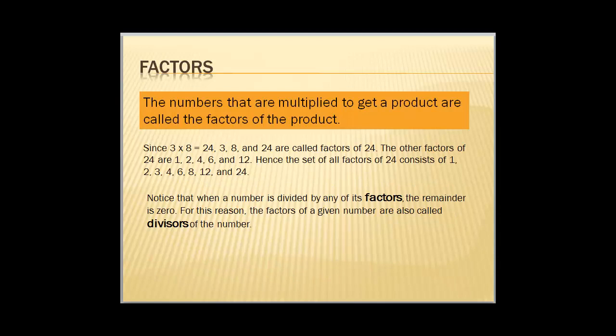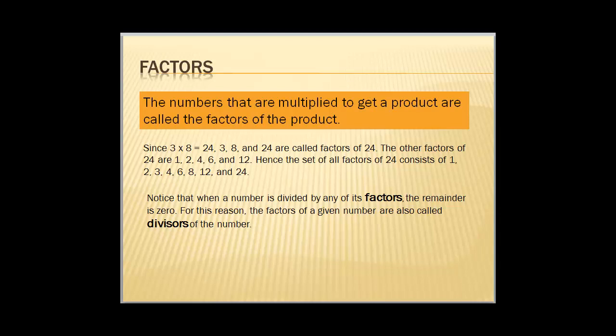Okay, another way to look at factors: the numbers that are multiplied to get a product are also called the factors of the product. So let's look at our example. We used 24. Let's go ahead and use 24 again. Since 3 times 8 is 24, 3, 8, and 24 are called factors of 24. The other factors of 24 are 1, 2, 4, 6, and 12. So the set of all factors of 24 consists of 1, 2, 3, 4, 6, 8, 12, and 24.